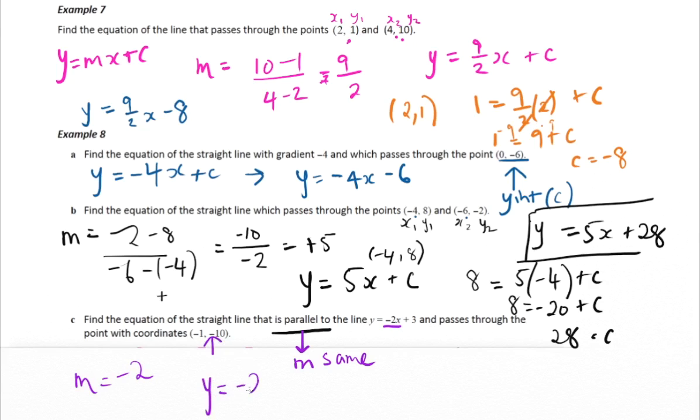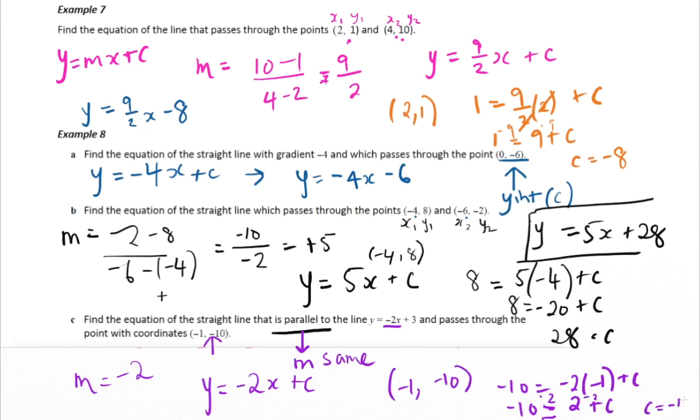So I'll have y is equal to negative 2x plus c. Now I'm going to sub in this coordinate into my equation, so I'll have negative 10 is equal to negative 2 times negative 1 plus c. Negative 10 is equal to negative 2 times negative 1. Two negatives make a positive, so that's 2 plus c. Take the 2 over to the other side by subtracting it, so c will equal negative 12.